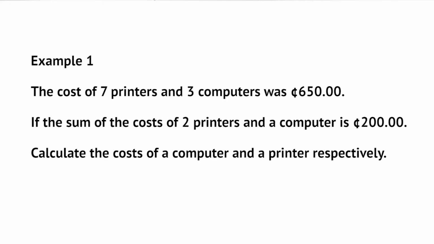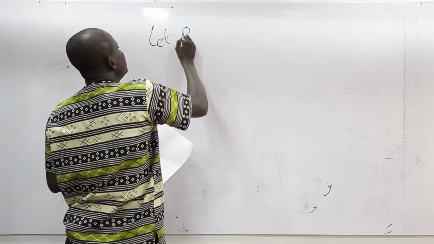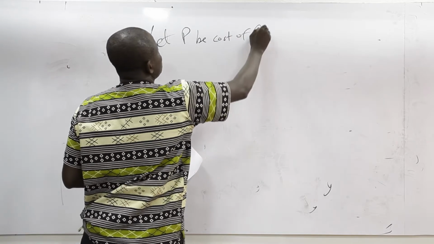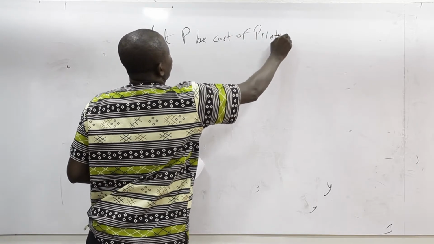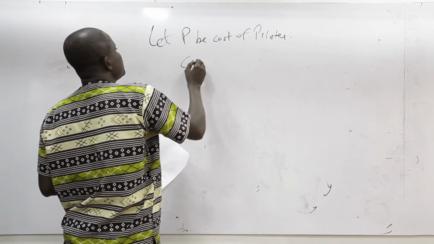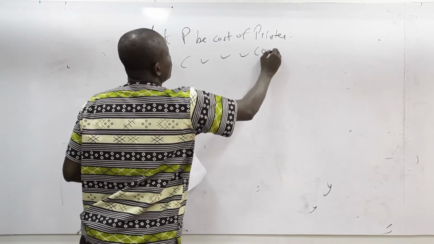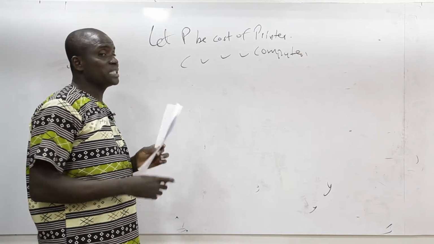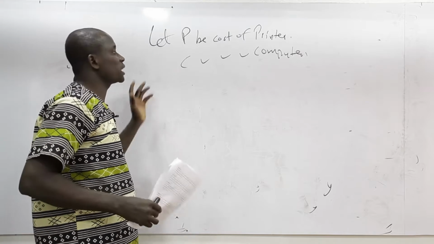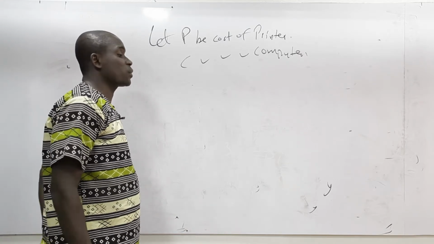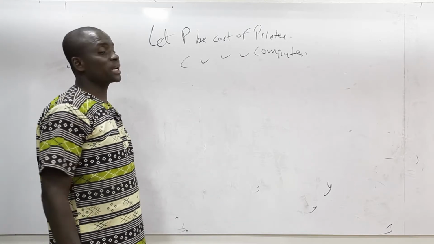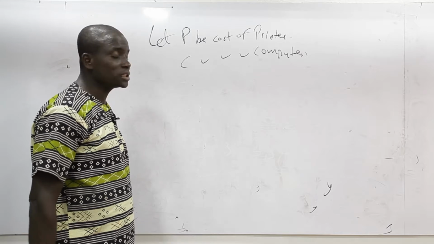I'm reading it again. The cost of a printer. So let P be the cost of printer, and then C be the cost of computer. If I represent it by these letters, it will be easier for you. At least when you see P, you know it is a printer, and C is a computer, rather than making it X and Y. There is no fast rule that you have to make it X and Y. It is not compulsory.